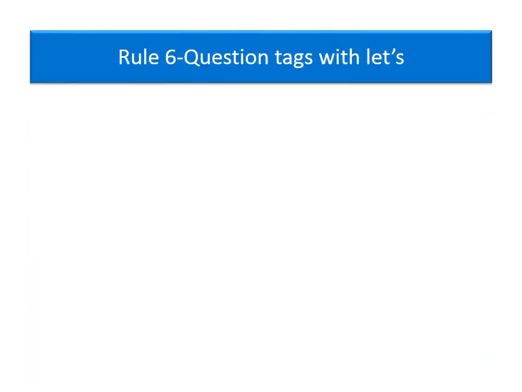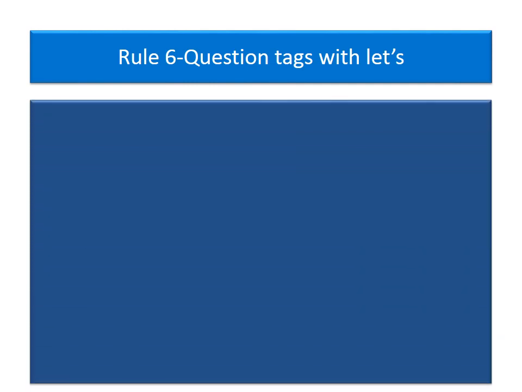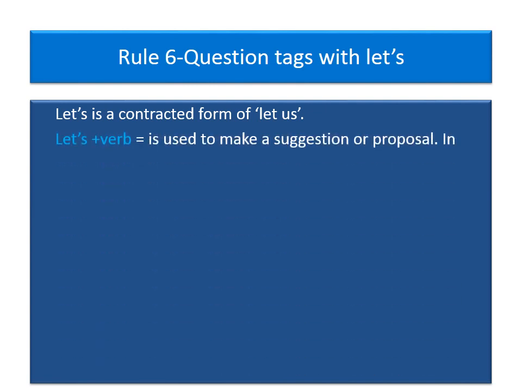Next comes rule number 6. Question tags with let's. Let's is a contracted form of let us. Let's plus verb is used to make a suggestion or proposal. In these cases, shall we is used as the tag question.